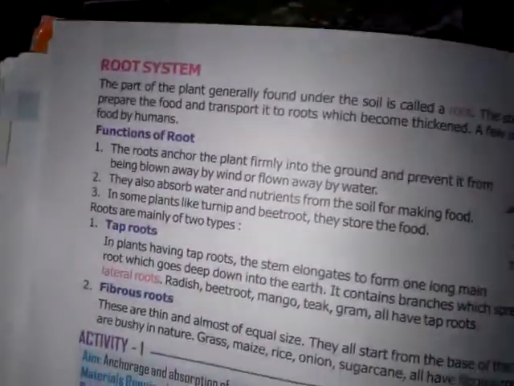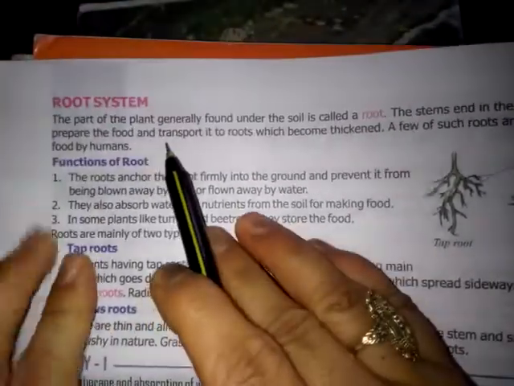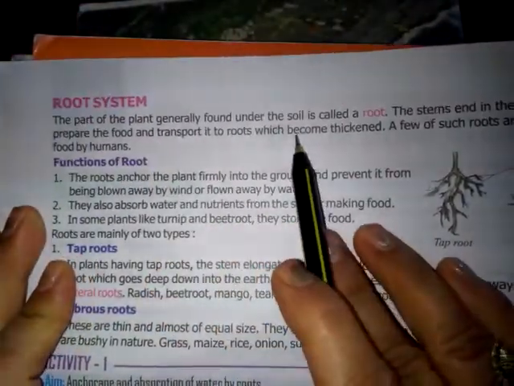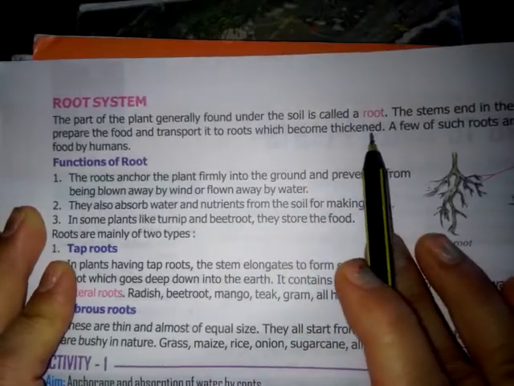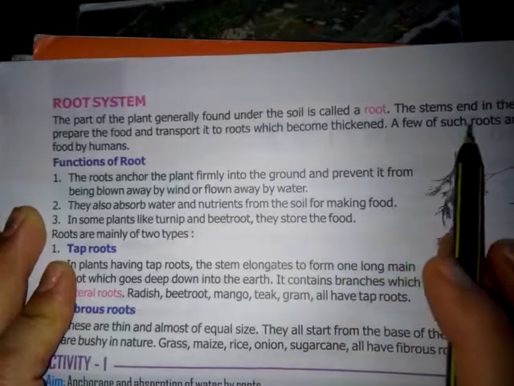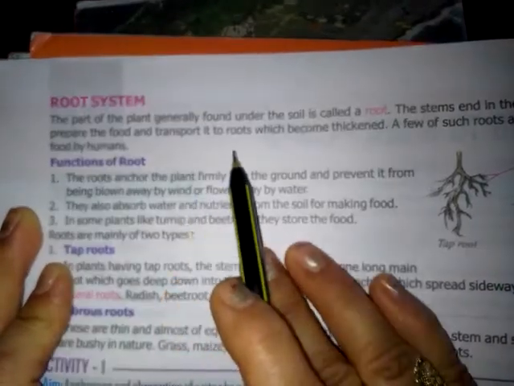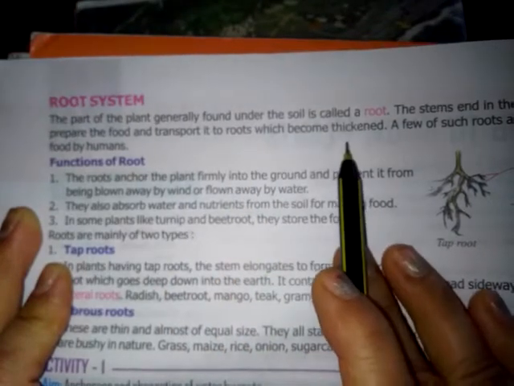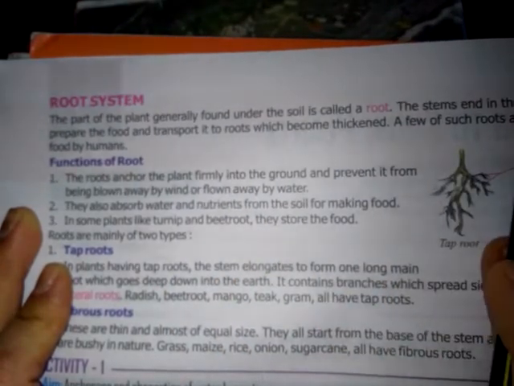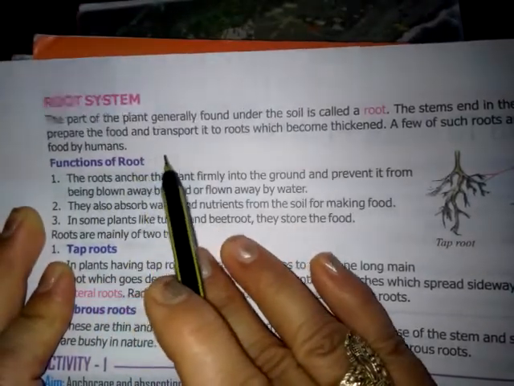So children, the first part is the root system. The part of the plant generally found under the soil is called the root. The stem ends in the roots. Leaves prepare the food and transport it to roots, which become thickened. A few of such roots are also used as food by humans. They are called storing roots.